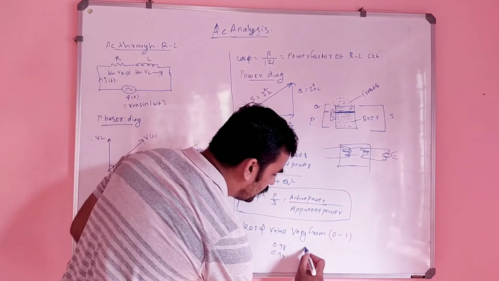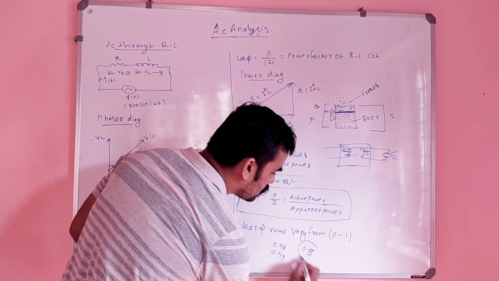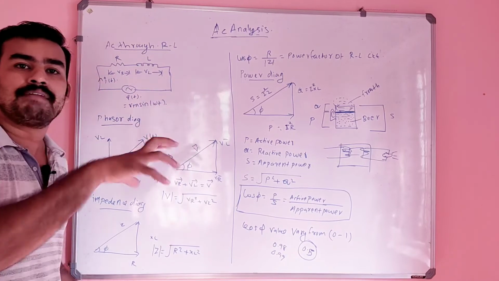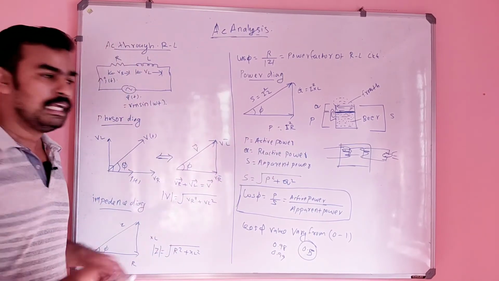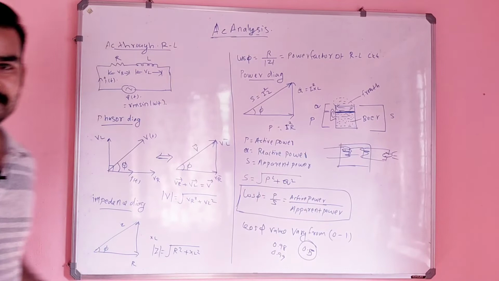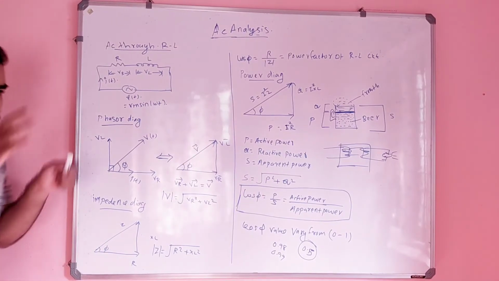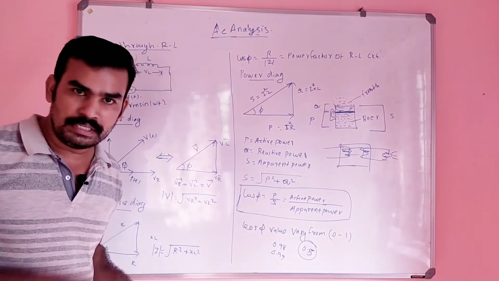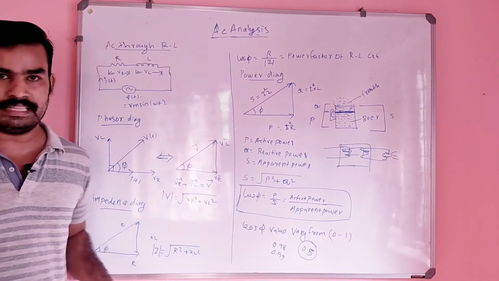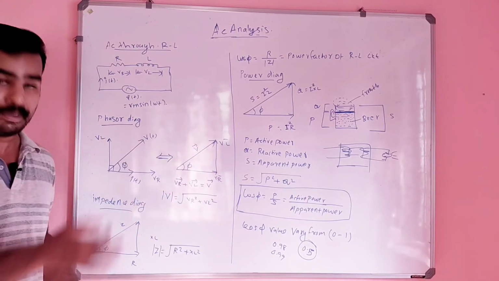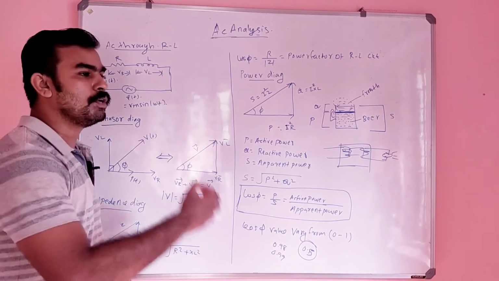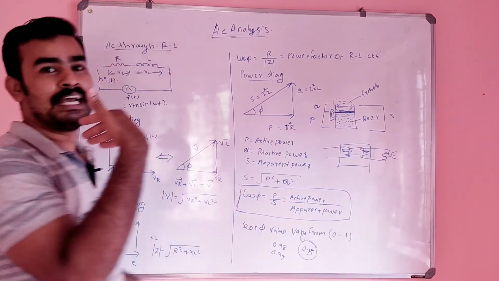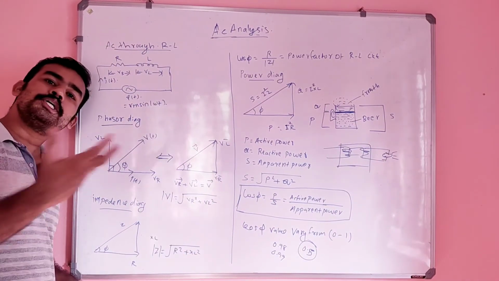Suppose cos phi is equal to 0.5. It means 50% of the power that we give to the circuit is converted into useful work done. That is the meaning of cos phi equal to 0.5. Then what is the meaning of cos phi equal to 0.8? 80% of the power given to the circuit is converted into useful work done.